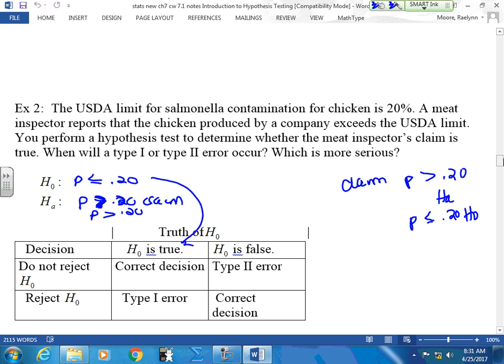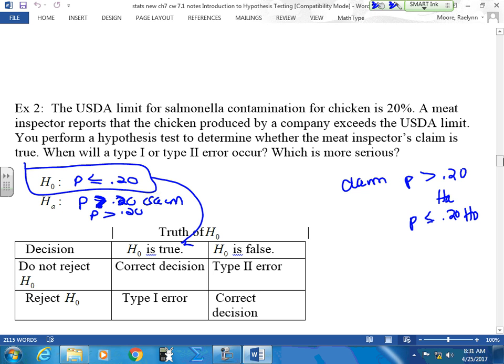People can get sick. More people can be contaminated. I'm higher than the allowable limit. You don't know that. When you come to my store and you buy chicken, you don't know that. I could be well above my limits, but they didn't reject that statement. So even though the claim is an HA, we're always testing off of this guy. You see how the test works?